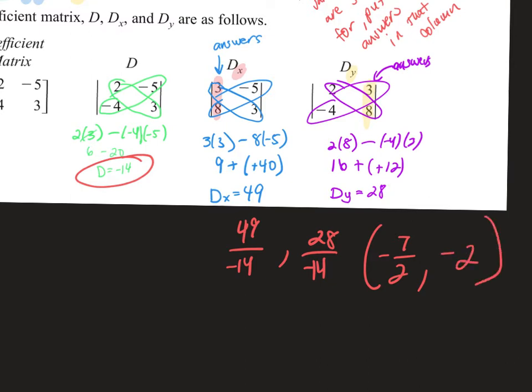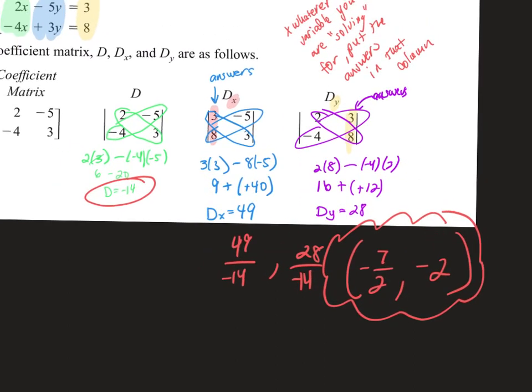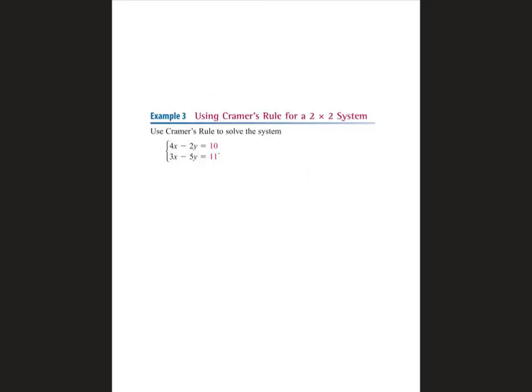Negative 2. And that's your solution. That's your ordered pair. How do I know that I'm right? What can I do with those numbers? Plug it back in. All right, so we're just going to do a couple more of those, and it's going to make more sense, I promise, as we go along.